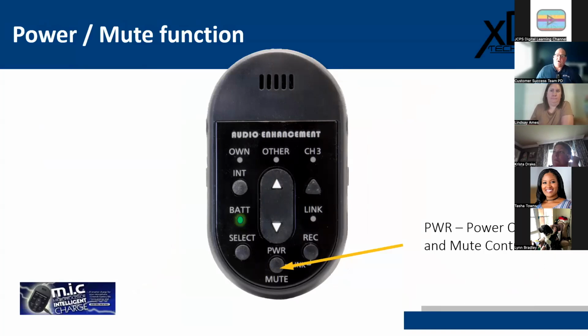Now, like I mentioned before, there is a power and a mute button on the mic. The power button, it's the same button, so if you press and hold it, it will turn on or turn off the microphone. You press and hold it for about 3 or 4 seconds, it'll power on. Hold it for 3 or 4 seconds, it'll power off. If you just click it real quick, that will mute the microphone.